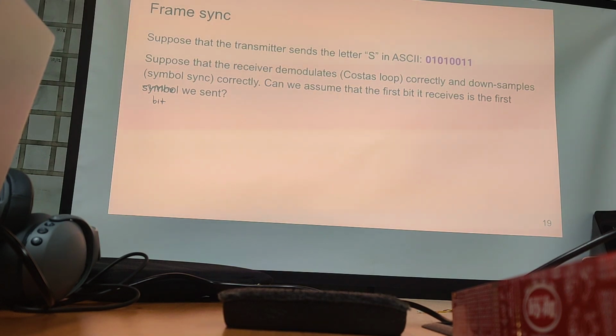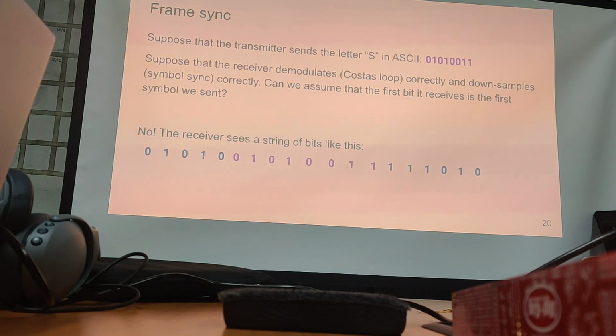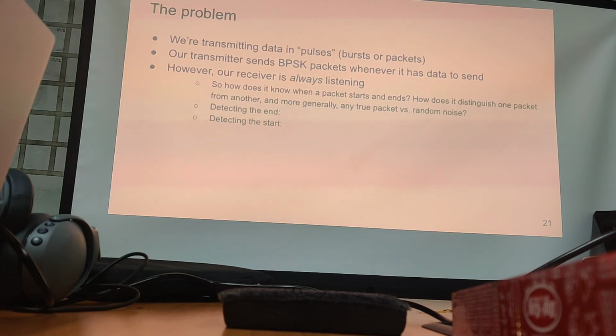No. Because the receiver doesn't know what is what. The receiver is always listening, and even though the transmitter only sent the letter S right here, before and after it, even though the transmitter wasn't sending anything, the receiver is just picking up noise. As it is right now, the receiver has no way of distinguishing when a packet begins or ends, or delineating how to structure this string of bits.